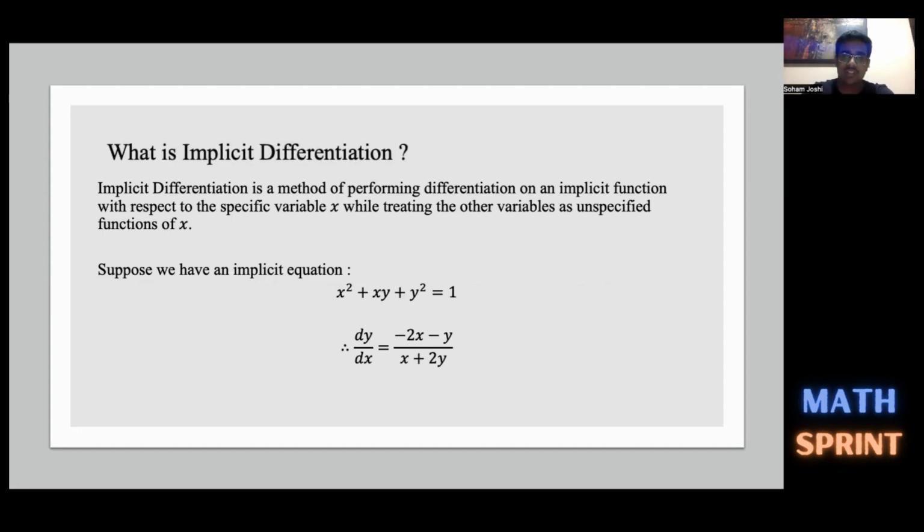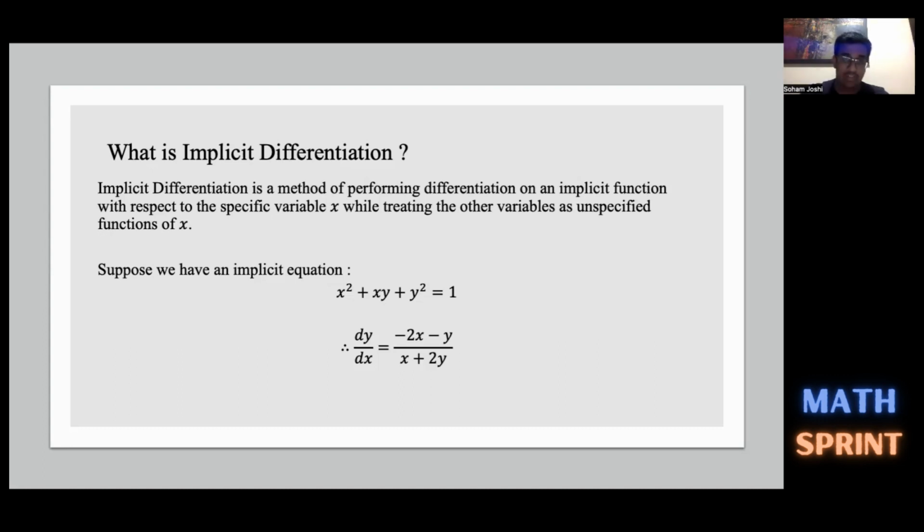Implicit differentiation is a method of performing differentiation on an implicit equation with respect to the specific variable x while treating the other variables as unspecified functions of x. Now, you might be wondering, what is an implicit function? An implicit function, you could say, is essentially a relation consisting of two or more variables with an expression on the left-hand side of the equation containing the variables, constants, and coefficients, and the right-hand side being zero. So, for example, x squared plus y squared minus 1 is equal to 0. That's an implicit form. That's an implicit equation. Here, x squared plus y squared minus 1 is the implicit function.